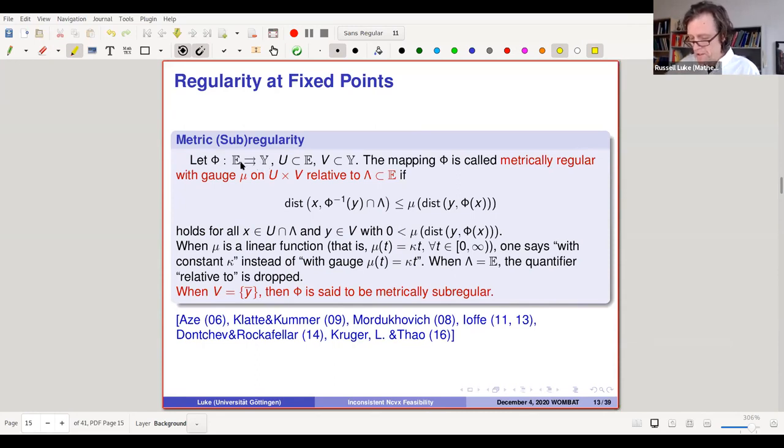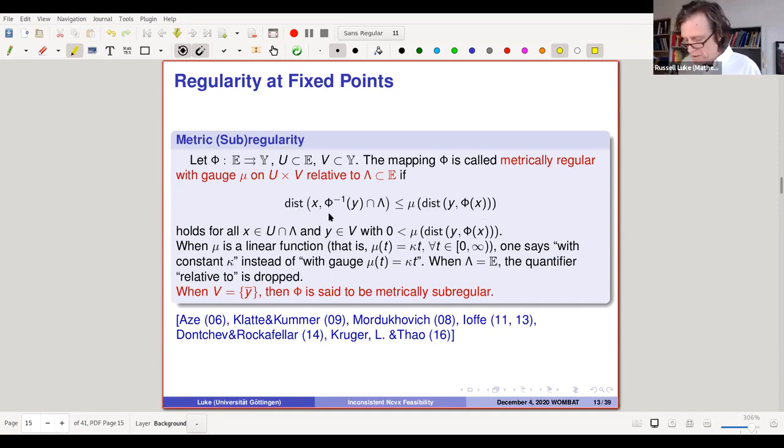I've got Euclidean spaces here, but these can be just any general metric space. So I have a multi-valued mapping from one space to another, E to Y, and two subsets. These subsets don't have to be open, they can be closed, so that would allow me to isolate specific points. Then the mapping is called metrically regular with gauge mu, this is the most general definition of it, on the graph of this mapping, on U cross V, relative to some subset, as long as this inequality is satisfied.